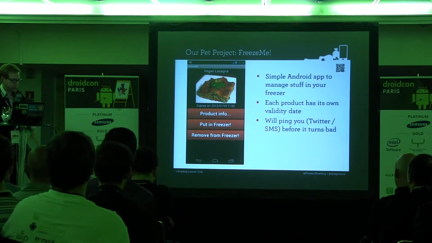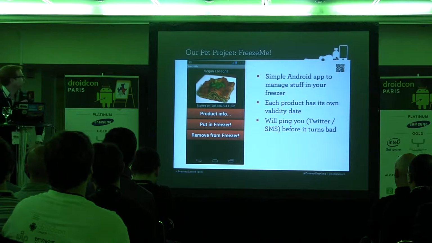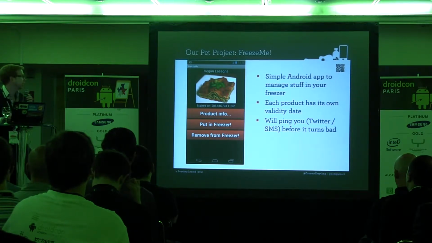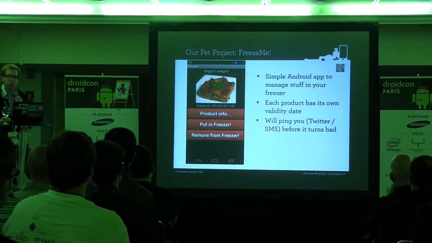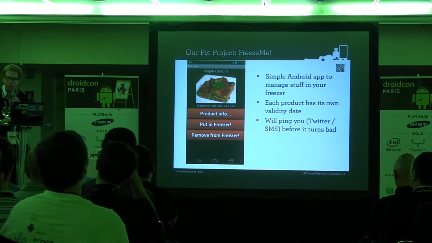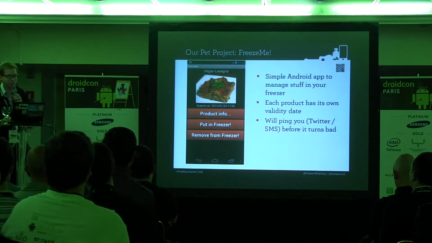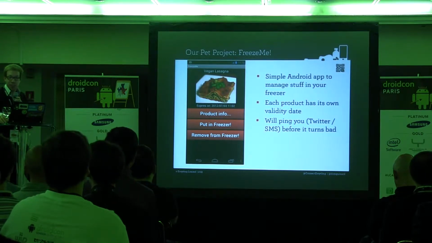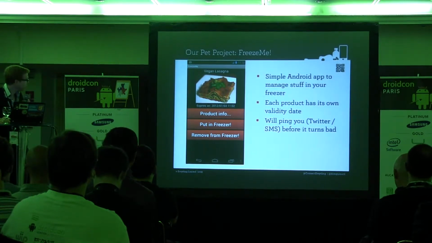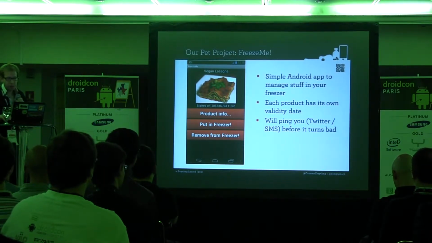So we put on each product an identity in the form of either a QR code or an NFC tag. And then each product will have its own validity date, and then the product will ping you once it's getting bad, right? I put stuff in my freezer, and I keep forgetting them in the freezer. So the lasagna could tell you, hey, look, I'm getting bad, just eat me, please. Would be great if the lasagna could tell you I'm made of horse meat as well, but cannot yet. So it can ping you via Twitter or SMS before it turns bad.